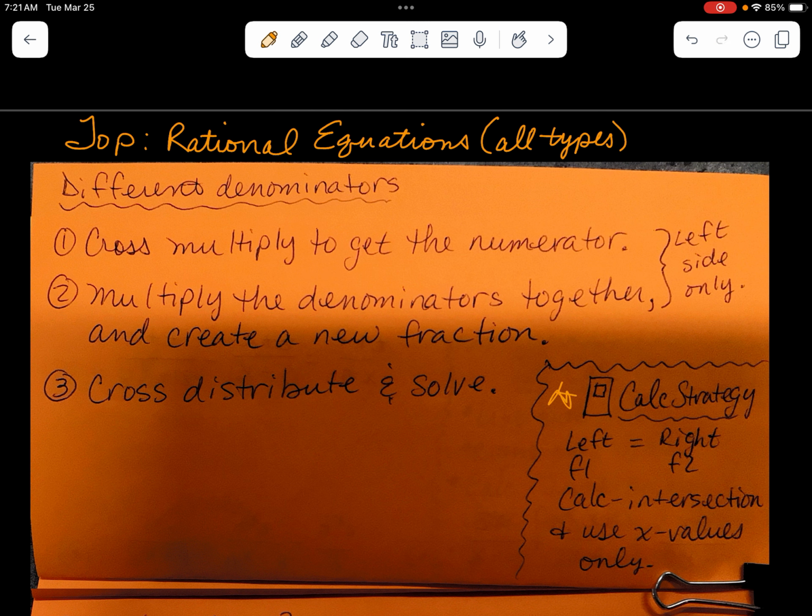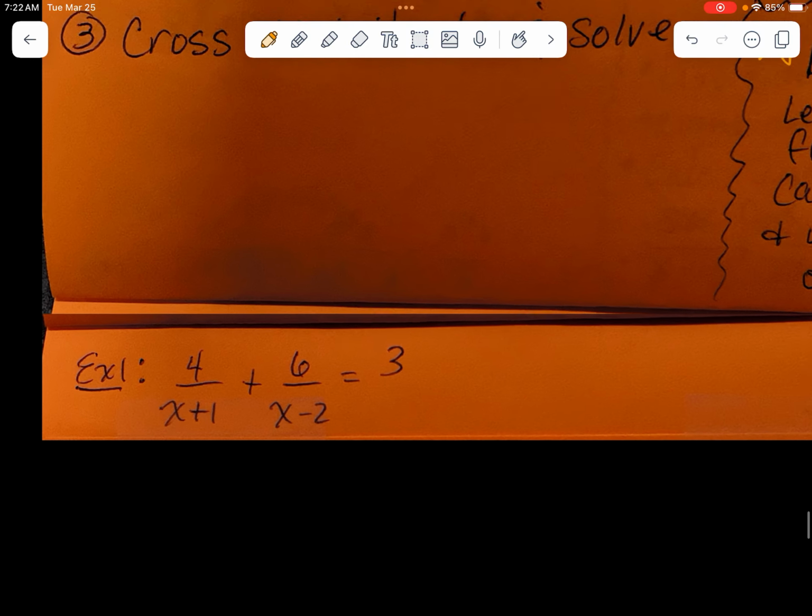We can put the left side of the equation in F1, or input box 1 for Desmos, and we'll put the right side in F2, or input box 2 for Desmos, and we're just going to calculate the intersection and look at the x value, or x values if there's multiple solutions, and those are going to be our answers. All right, so let's take a look at our problem here.